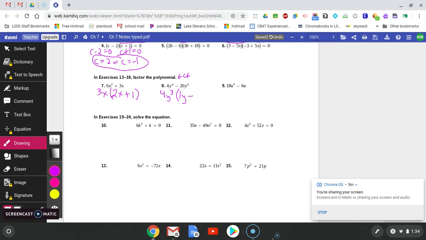Minus 20 divided by 4 is 5, and y to the third power divided by y to the third power cancels out to 1, so just 5 times 1, which is 5. Try number 9 and see how you're doing on it.